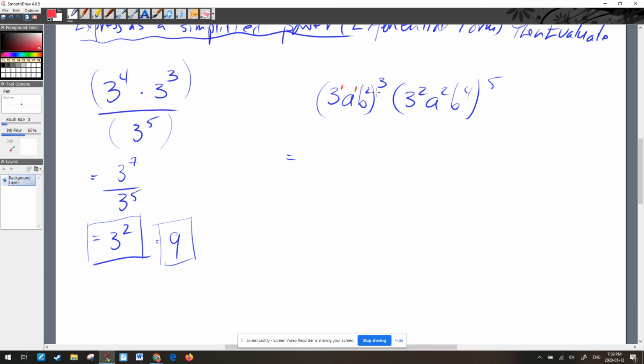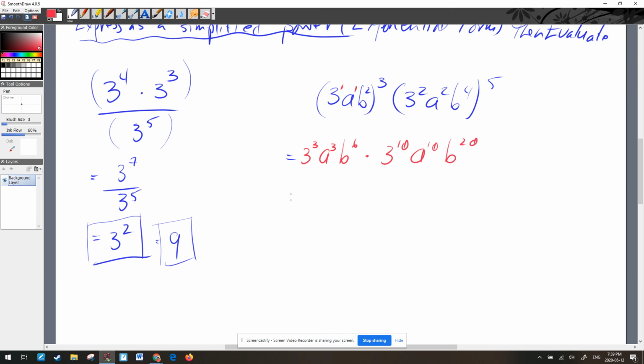Then what we're going to do is we have a power to an exponent. How do we simplify that? Well, we simplify that by multiplying. So this is going to be 3 cubed because 1 times 3 is 3, and a cubed because 1 times 3 is still 3, and then b to the 6th because 2 times 3 is 6. So that's b to the 6th. Same thing over here. So times 3 squared to the 5th. Well, 2 times 5 is 10. So this would be 3 to the 10th. 2 times 5 is still 10. So a to the 10th. 4 times 5 is 20. So b to the 20th.